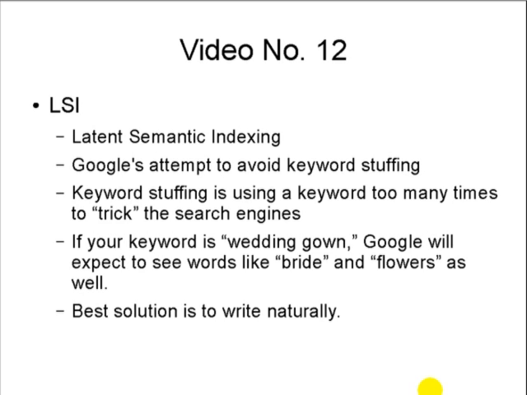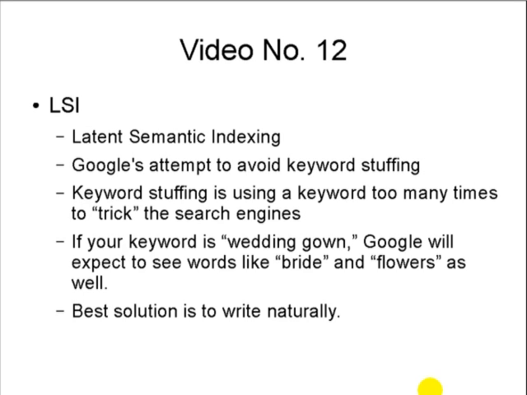And what they did was develop a huge database of related words. So for instance, if your keyword is wedding gown, Google search engine knows that you should also have words such as bride and flowers in your article.